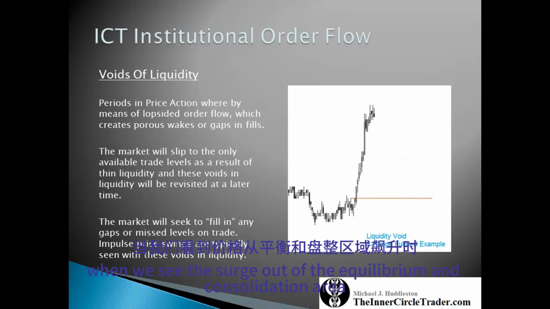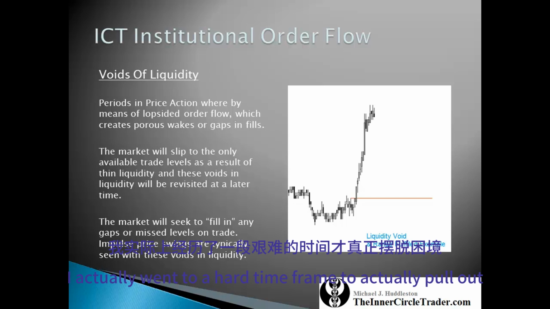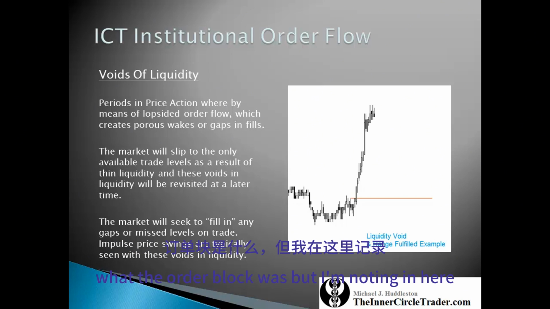When we see the surge out of the equilibrium and consolidation area, we want to identify the bullish order block. In this example here, I actually went to a higher time frame to pull out what the order block was, but I'm noting it here, and you'll see an example later on how this is done also on more friendly charts. You can see specifically, but this is really taking real price action. I'm not just making this with paint or anything like that.